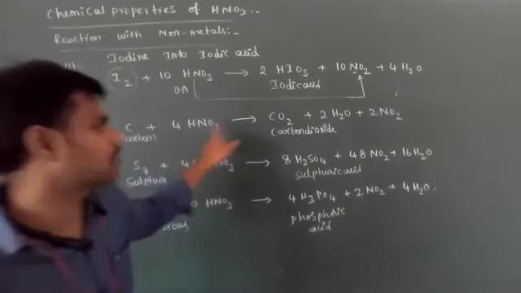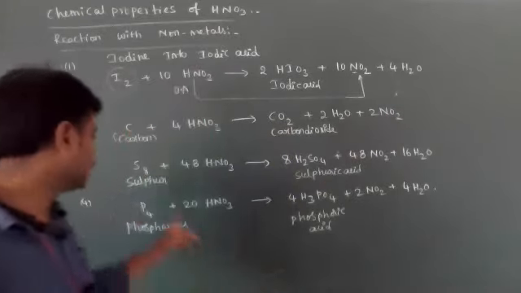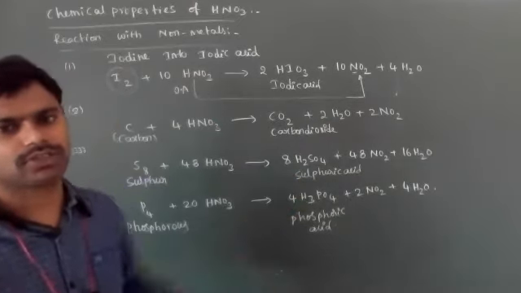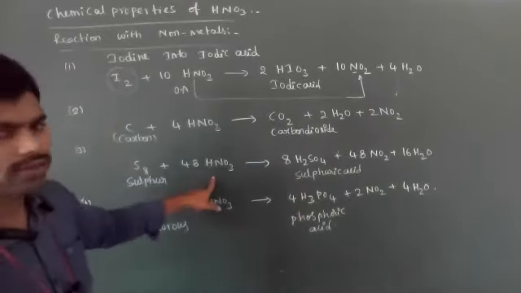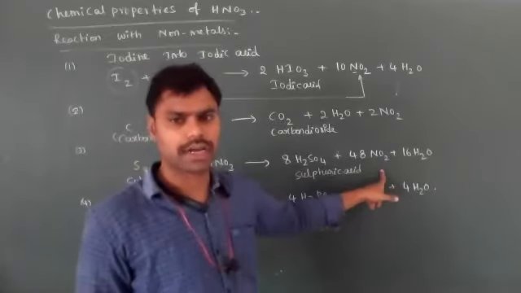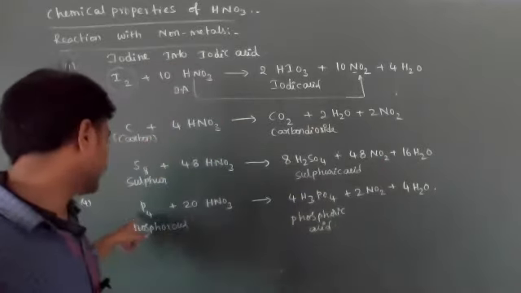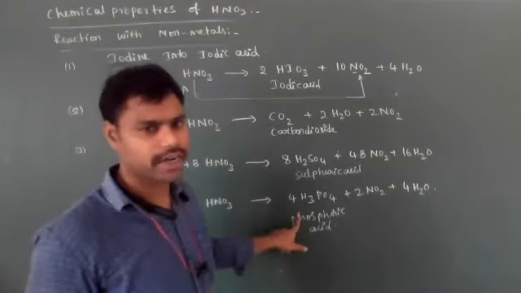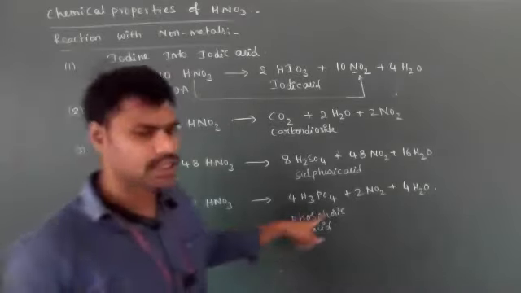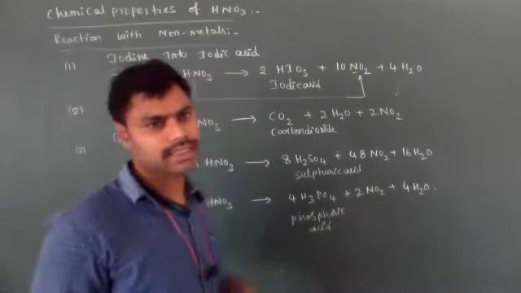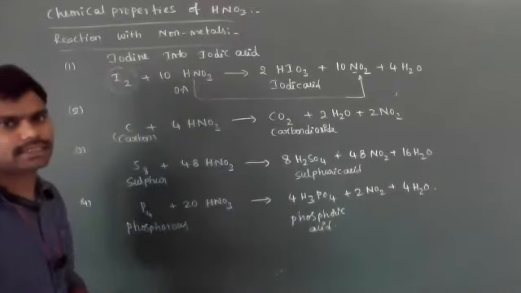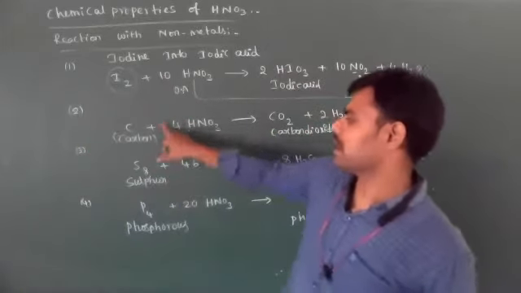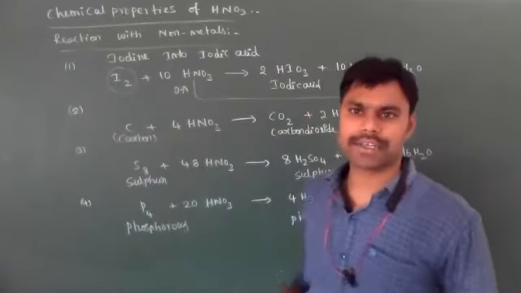See, iodine is converted into iodic acid, and HNO3 is converted into NO2. Carbon is converted into carbon dioxide, and HNO3 into NO2, nitrogen dioxide. Sulfur is oxidized into sulfuric acid, and HNO3 is reduced into NO2. Phosphorus is converted into phosphoric acid, and HNO3 is reduced into NO2. So these are some important reactions of HNO3 with non-metals like iodine, carbon, sulfur, and phosphorus.